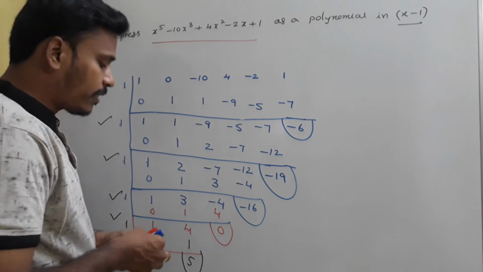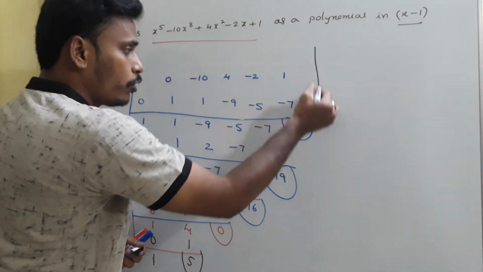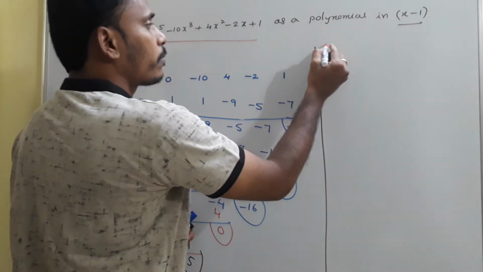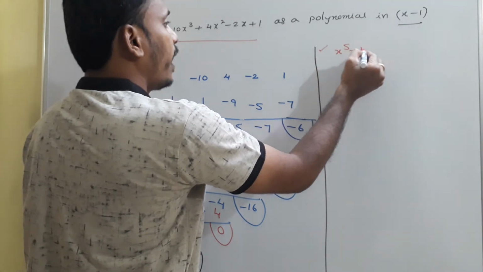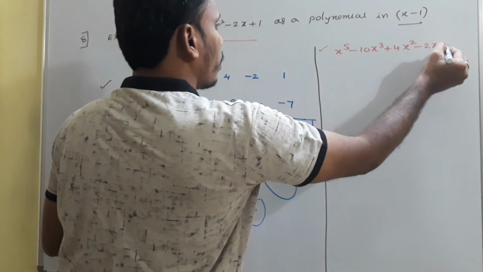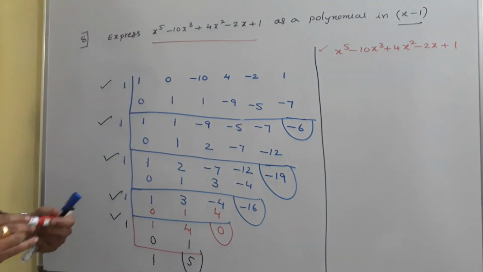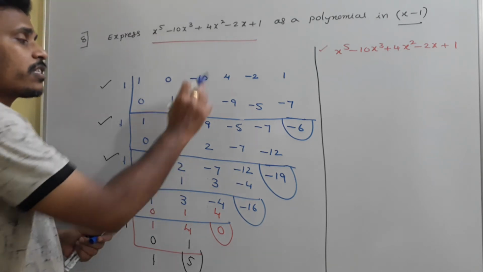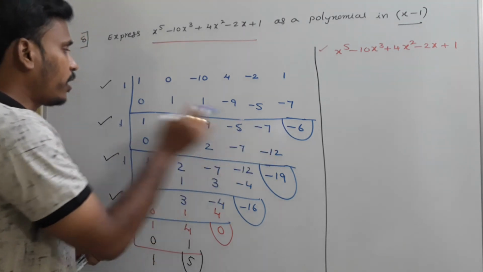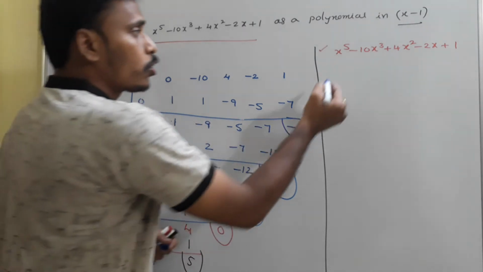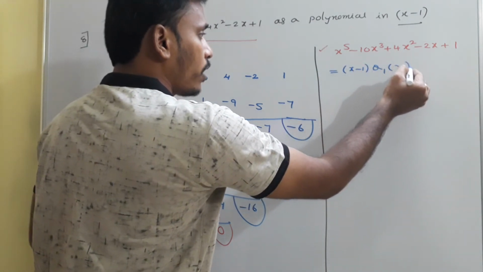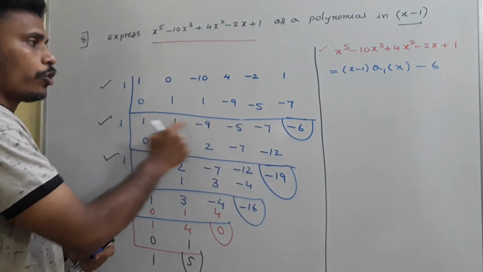So as per that, at the end what we have in our hands is, first of all, you just have a look. The given polynomial is x power 5 minus 10x cube plus 4x square minus 2x plus 1. By the first step of the division, this minus 6 is the remainder, this is the quotient, and 1 is the divisor. So according to the first step, we will write it like this: x minus 1 into some q1 of x minus 6. This is the first quotient.